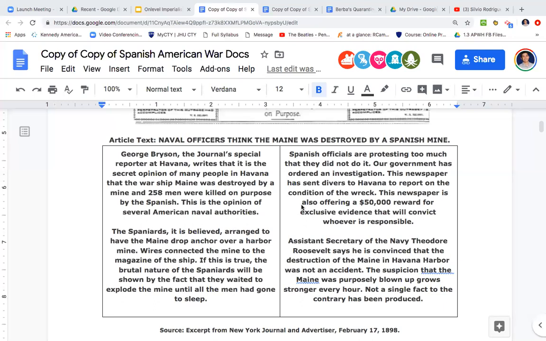Our government has ordered an investigation. The newspaper has sent divers to Havana to report on the condition of the wreck. Newspapers also offering a $50,000 reward for exclusive evidence that will convict whoever is responsible.